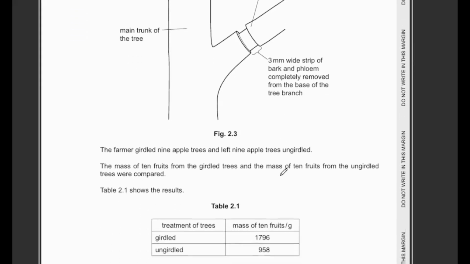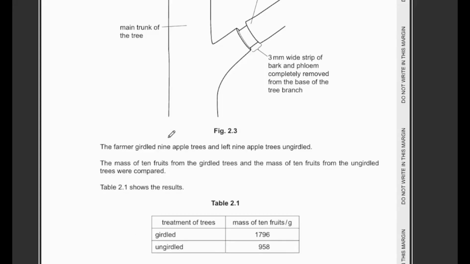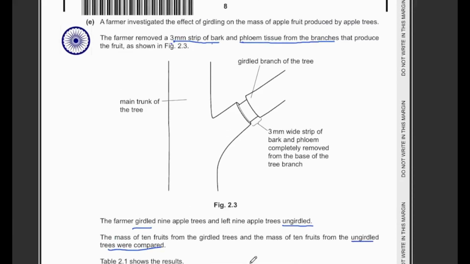The farmer girdled 9 apple trees and left 9 apple trees ungirdled. So he did not touch those 9, and the other 9 were girdled. The mass of 10 fruits from the girdled tree and the mass of 10 fruits from the ungirdled tree were compared. The girdled one was having 1768, while the ungirdled was giving a very small amount of mass. What would be the reason behind this?